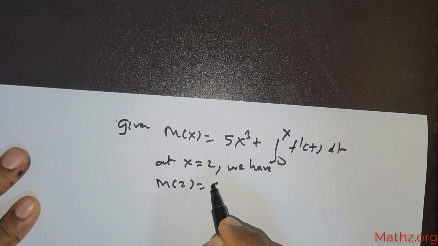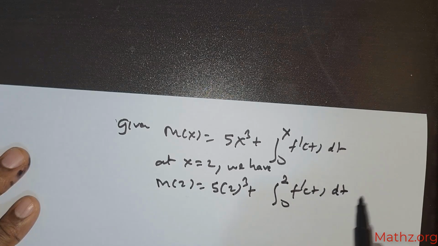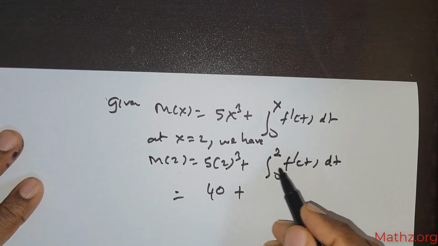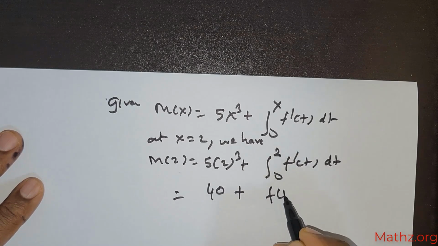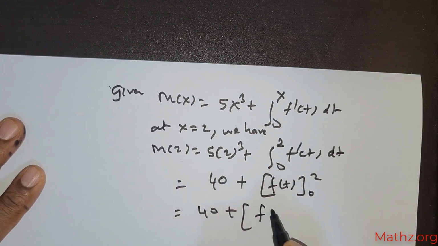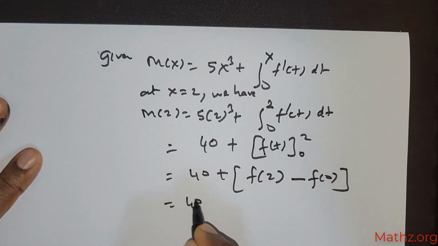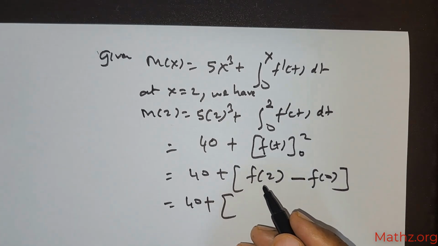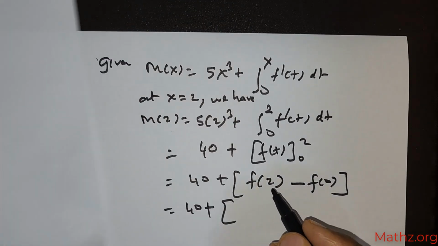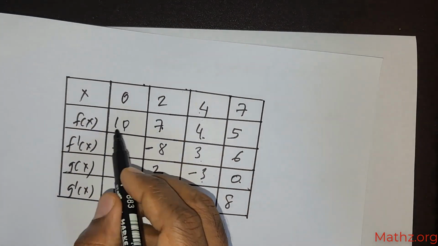Now at x is equal to 2, we have m of 2 is equal to 5 times 2 cubed, plus integral 0 to 2 f dash of t times dt. This is 8 times 5 is 40, plus the integral, you are integrating f dash of t, so you would get f of t, limits are 0 to 2, so this is equal to 40 plus upper limit minus lower limit. Now find out the values. Go to the table. F of 2 is 7, f of 0 is 10.